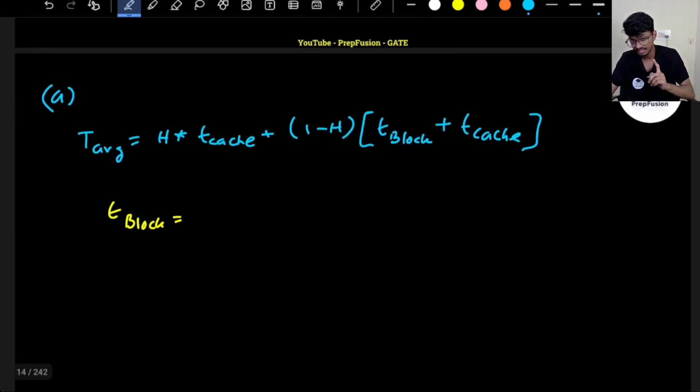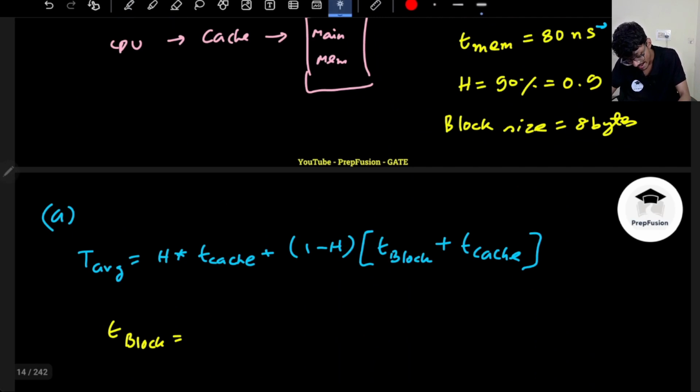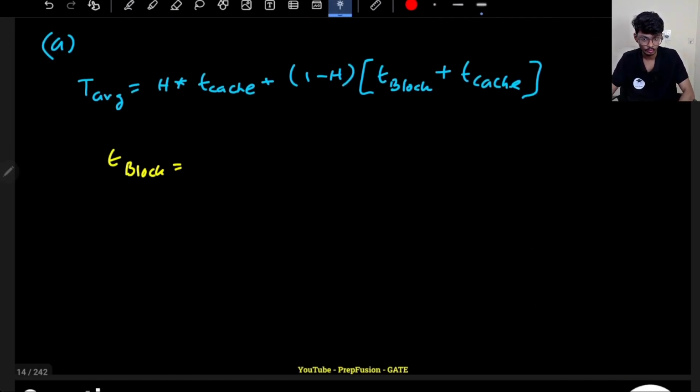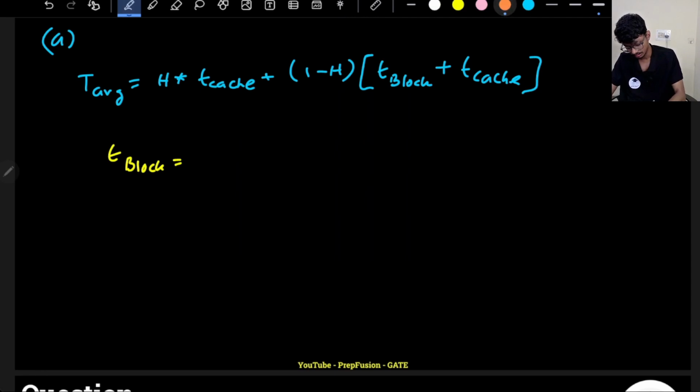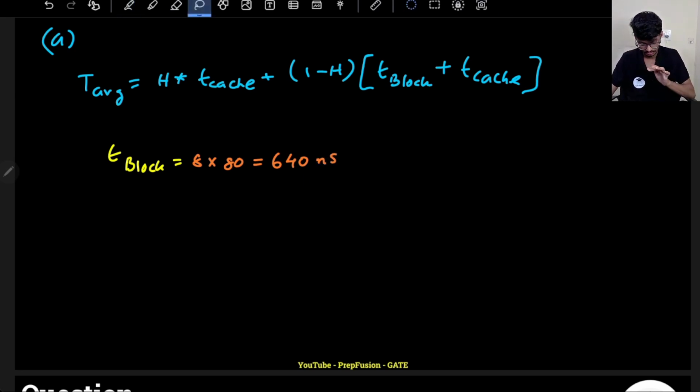So how much time will it take me to transfer 8 bytes of data? It will be 80 into 8. So T block will be 80 into 8, so this total overall will be 640 nanoseconds. Sorry, not T average, this will be the T block. So this is the T block basically.